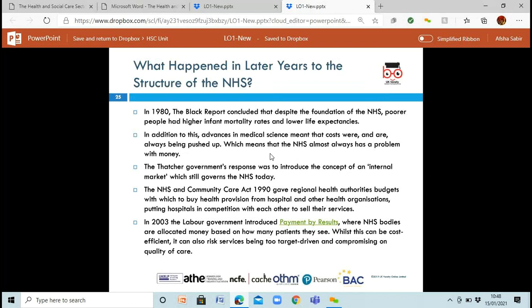Right, so what happened in the later years of the structure? This is a quick overview of what happened and how it was developed. We've got something called the Black Report, which concluded that despite the foundation of the NHS, poorer people had a higher infant mortality rate, so their babies were passing away more than those of people with a bit more funding. Then we come down to the NHS and Community Care Act of 1990, which gave regional health authorities budgets for what provisions they could buy and what services they have.